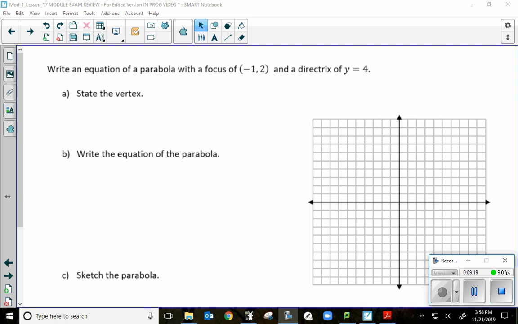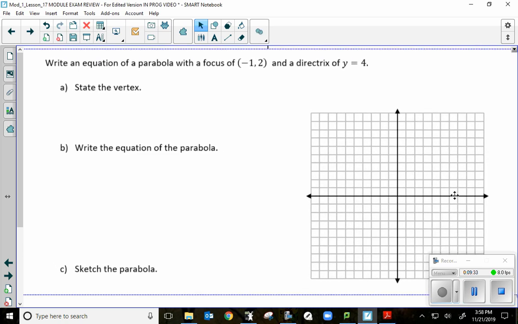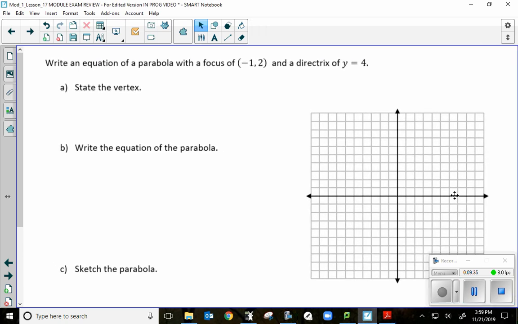Let's move forward. Okay. The next problem states, write an equation of a parabola with the focus negative 1, 2, and the directrix of y equals 4. All right, I really like these problems because if you know some basic information, they become easy. All right, let's go right down here, and A, B, and C. We'll start with A. State the vertex.